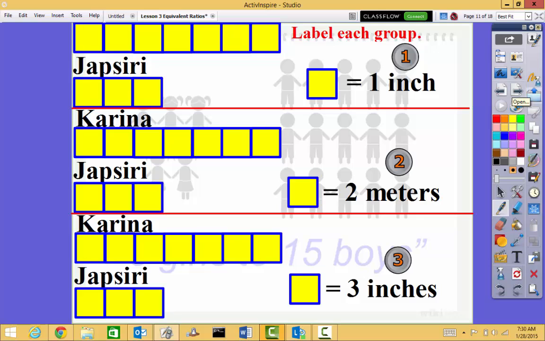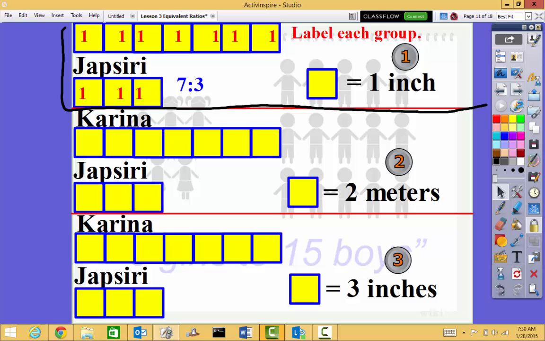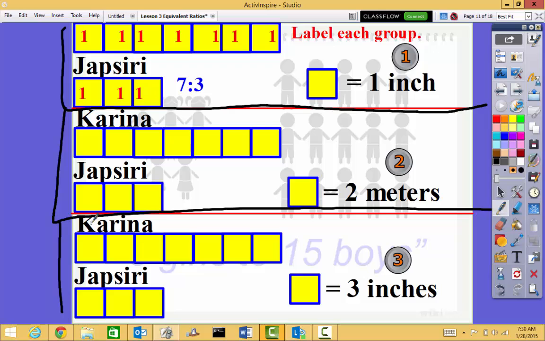Okay, what you're going to do in your notes is you're going to copy our models down. So here we have Karina's and Japsiri's, and I want you to copy this down, this whole first part. Karina and Japsiri, and we're going to say each one is 1 inch. So I have 1 inch, 2 inch, 3 inch, 4 inch, 5 inch, 6 inch, 7 inch. 1, 2, 3 inches for Japsiri. You're also going to copy this part down and the bottom part down as well.